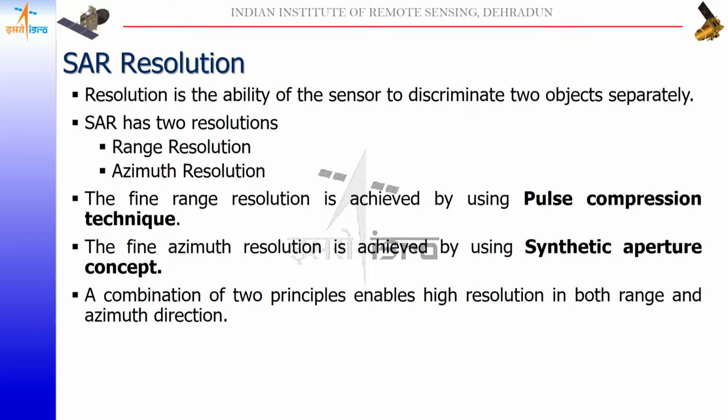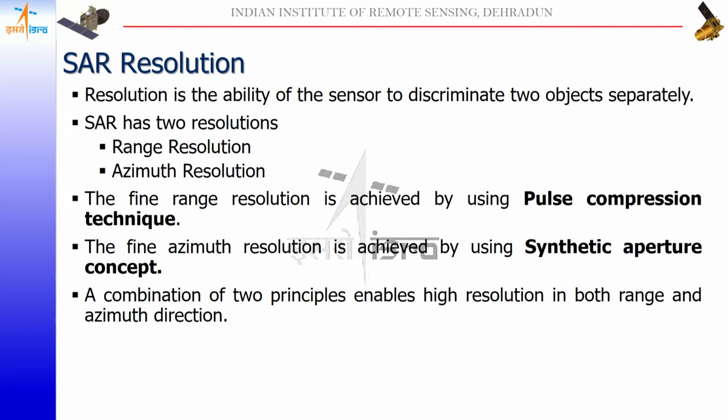In case of SAR, as I have said, in the raw data we are not able to see any feature. For that we need some signal processing technique, and we use the pulse compression technique. These pulse compression techniques are used in the range and azimuth direction to compress the SAR signal. The fine range resolution is achieved by the pulse compression, and the fine azimuth resolution is achieved by using the synthetic aperture concept.